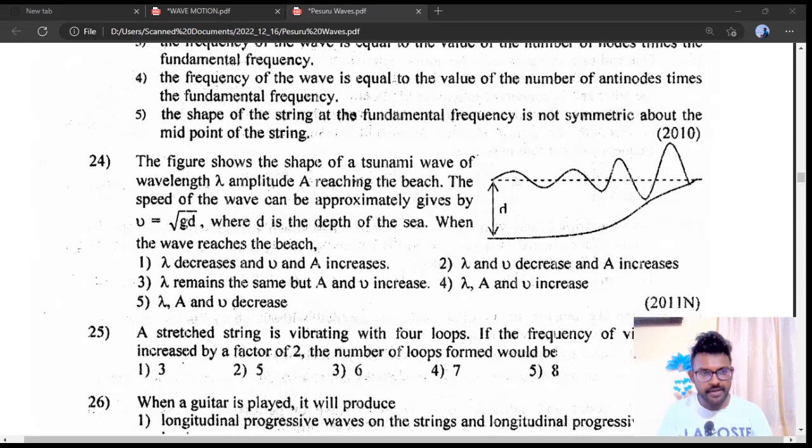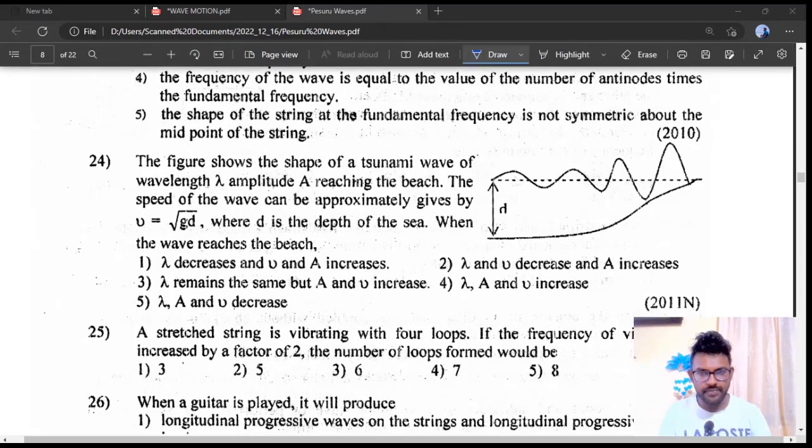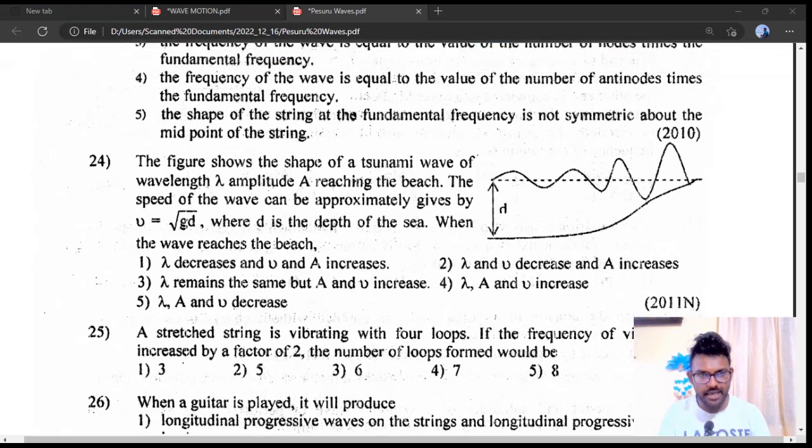Okay, for this one we're going to try question number 24, which is given for the 2011 A levels for the new syllabus, right? The figure shown here is the shape of a tsunami wave of wavelength lambda and amplitude a reaching the beach. The speed of the wave can be approximately given by v equals root gd, where d is the depth of the sea.